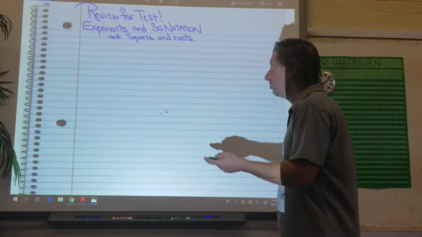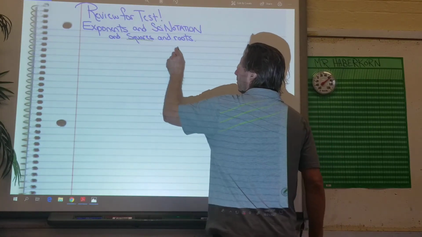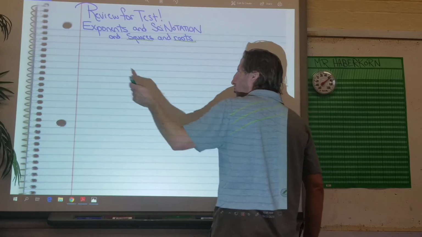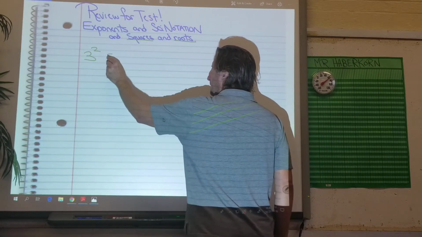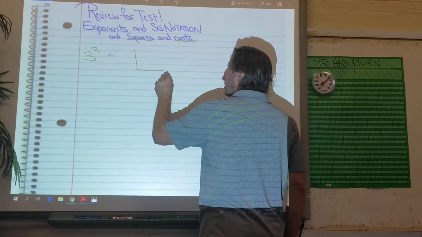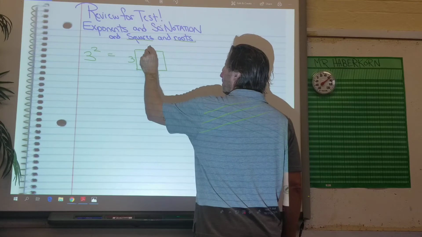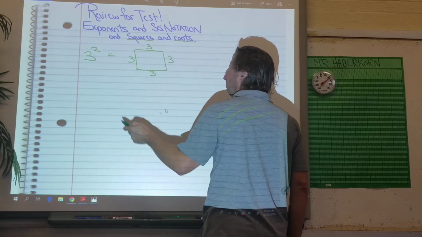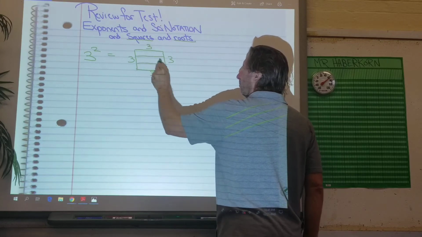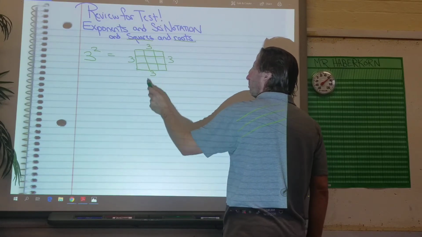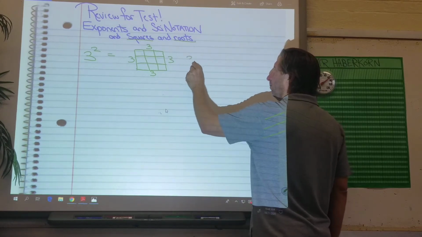First thing I want to talk about is squares and roots. So let's do that first. So we know when they say 3 squared, what that really means, or 3 to the second power, is you have a square with 3 on all the sides, right? And then 3 squared is just the area of that, which if you count them, there's 9 squares in there, right? Or 3 times 3.